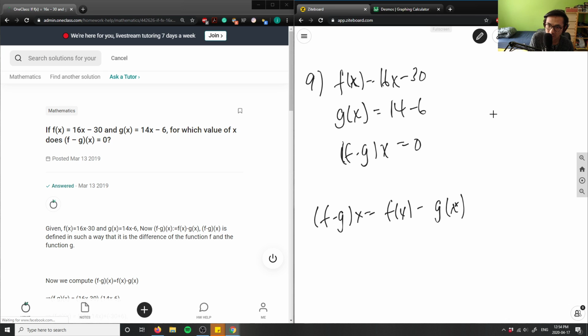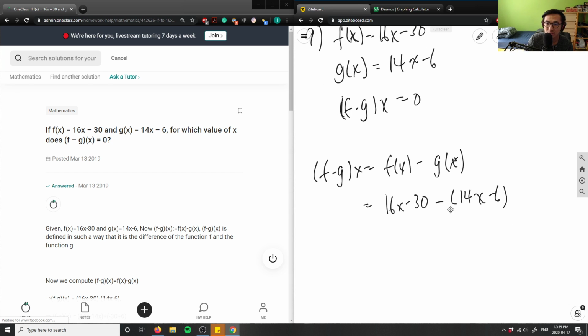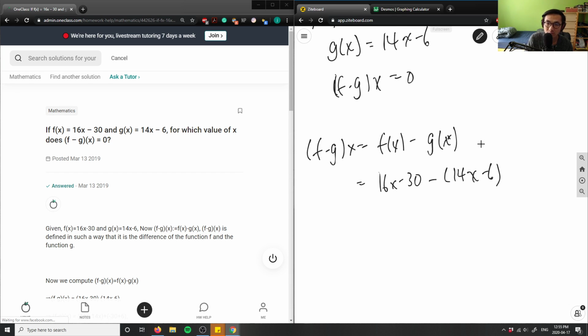So then what I can do here is simply sub in 16x minus 30 for f of x, minus 14x minus 6, sorry, 14x minus 6 here, right? And you need the brackets here because I'm subtracting all the negative stuff here, right? So this here is 16x minus 30, and I have minus 14x plus 12, because I have my negative 14x here, and then negative and negative here becomes positive 12 here. 16x minus 14x is 2x. I'm collecting like terms. Negative 30 plus 12 here would be negative 18.